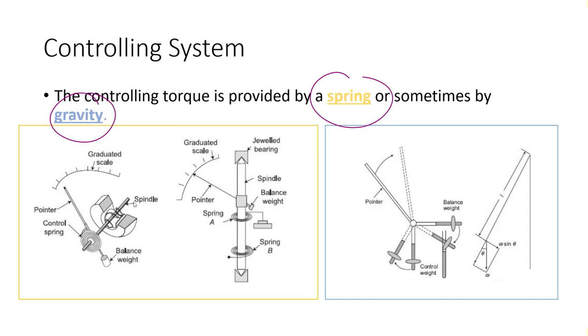Such as in these instruments, we have this spindle and spring control based system. So we can use it at any angle, whereas in the gravity control we use the force of gravity. So this must be vertically aligned. Here the movement is solely dependent on the current that is flowing through this instrument. So this is a linear scale: more current, more movement.